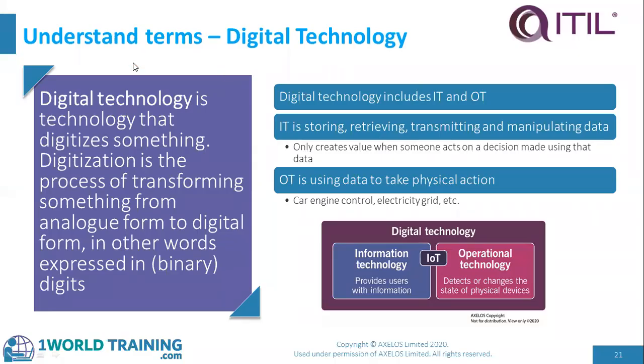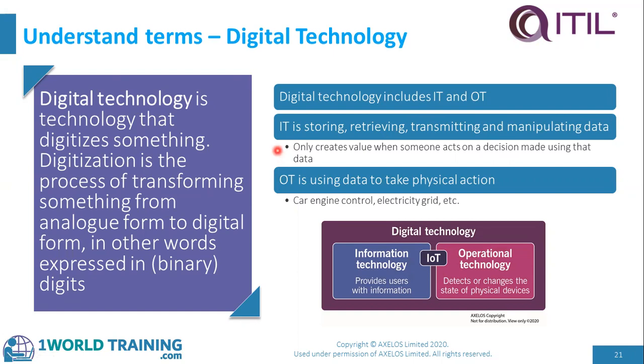Digital technology, an important term for the exam, just like digital organization, high velocity IT, and digital transformation. Digital technology is technology that digitizes something. Digitization is the process of transforming something from analog form to digital form, in other words, expressed in binary digits. Digital technology includes IT and OT, both. IT is storing, retrieving, transmitting, and manipulating of data, whereas OT is using the data to take physical action, meaning operational technology is using the data to take physical action.